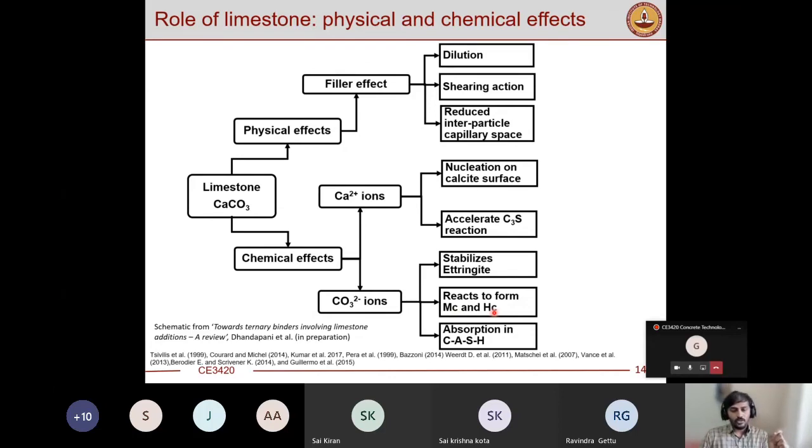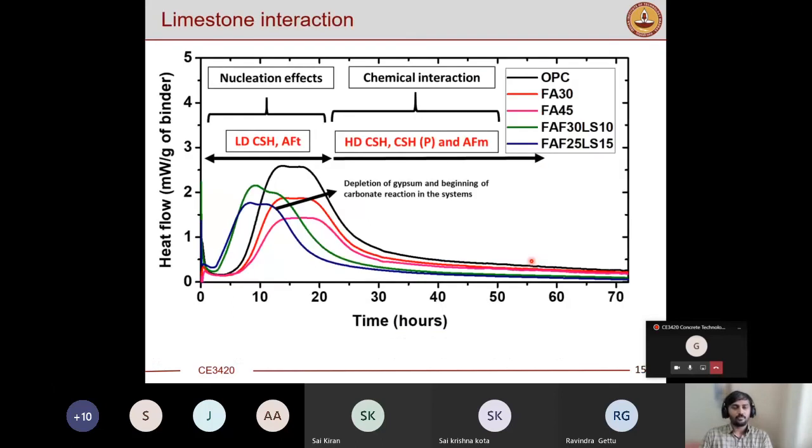You can go back to the initial slides and check the equations for these phases. Additionally, the carbonate will also get absorbed on the CSH, right? So some of these anions, carbonate ions, will get adsorbed on the surfaces of CSH. CSH is an amorphous, not really a pure crystal, irregular structure, so it can bind a lot of these additional ions on its surfaces, right? So you have a range of different reactions happening because of the limestone present in your system, right?